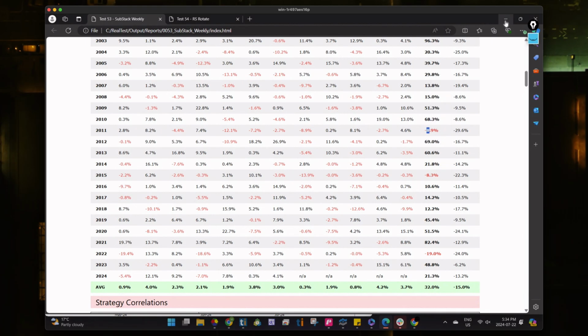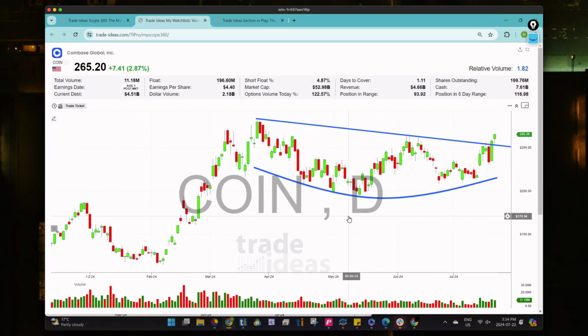So when this one shot out Coinbase, I really like the look of it. Part of the reason is because I saw it in other scans inside of Trade Ideas that are completely unrelated and running off completely different logic. So when I'm seeing it pop up in a lot of places, it makes me really excited to trade it.